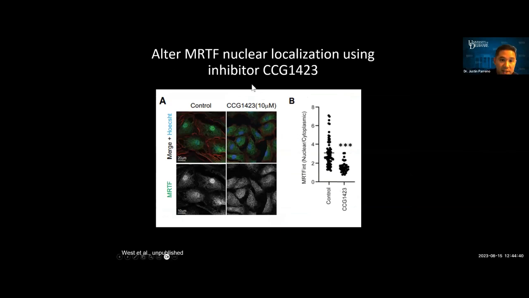What we did next is we specifically targeted MRTF by treating with CCG-1423, which inhibits nuclear import of MRTF. So what you see here is that in control cells, there's a lot of MRTF in the nucleus. We did not affect actin structure as much as we did with latrunculin. There's still stress fibers in these cells, but what you see here is that there's less MRTF in the nucleus of cells. We did nuclear to cytoplasmic ratiometric analysis. There was a decrease in the amount of nuclear fluorescence.